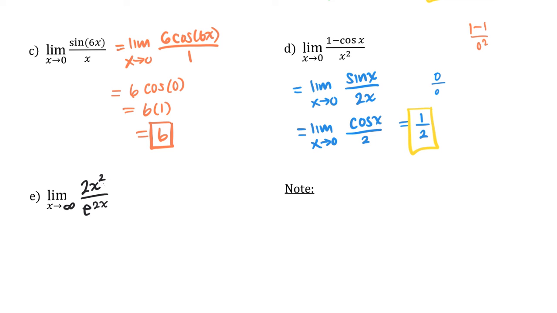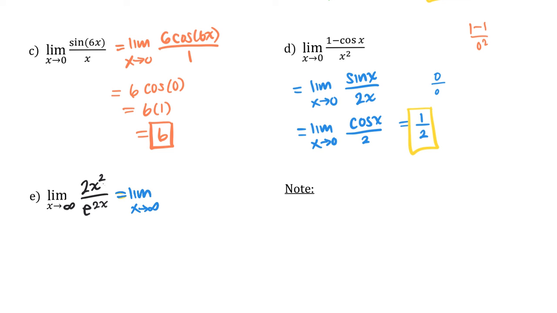Okay, last one. We're going to do one with infinity. If I do 2 times infinity squared, I get some kind of infinity. e to the 2 times infinity, I get some kind of infinity again. And we kind of reasoned our way to the answer with these, but now that we know L'Hopital, if you get infinity over infinity, we can apply L'Hopital's rule. So let's do the derivative of each.